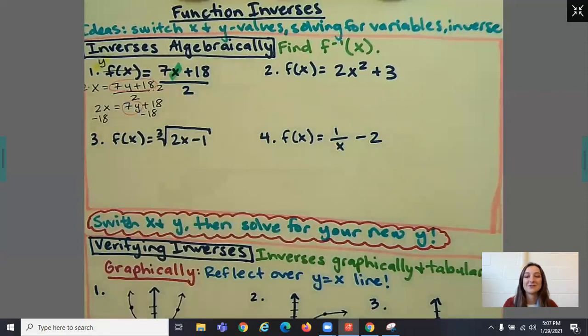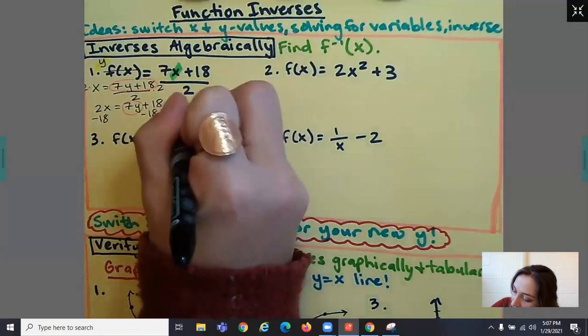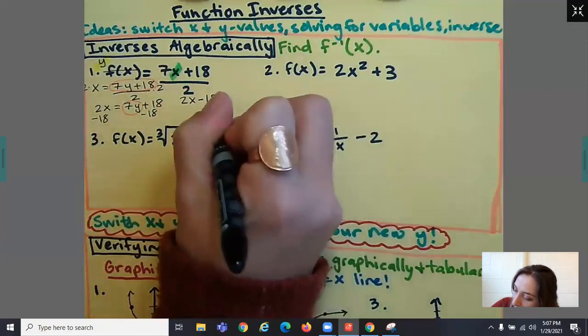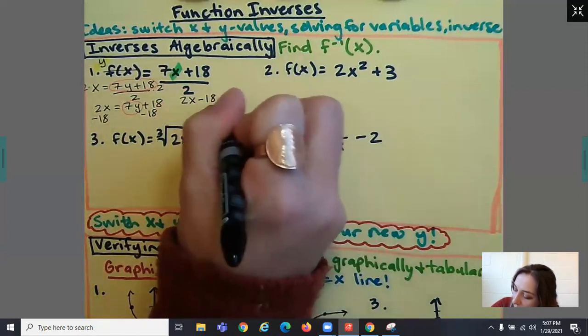And I love to ask my students, what is 2x minus 18? Because some people are like, oh, 2x minus 18 is negative 16x. No, 2x minus 18 is literally just 2x minus 18. So let's rewrite it, 2x minus 18, and this is going to be equal to 7y.